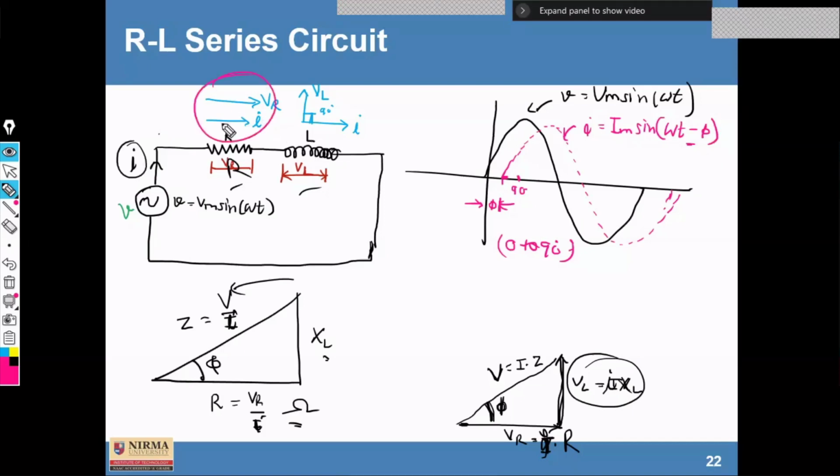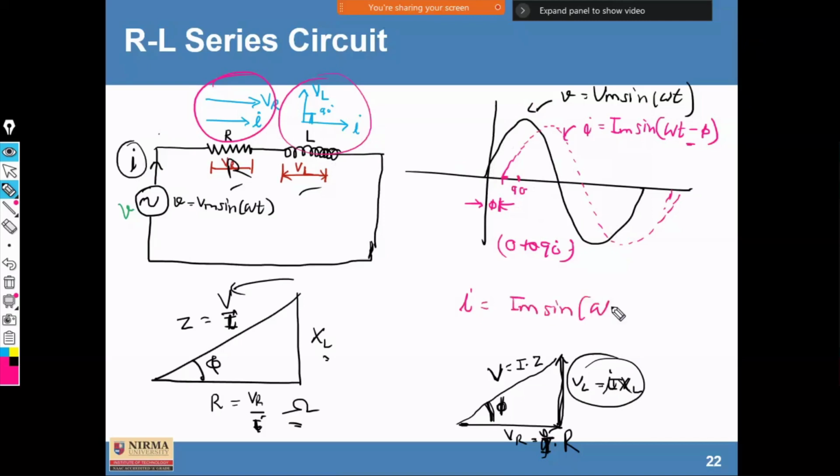In a purely resistive circuit, both are in phase with each other. But in an inductive circuit, it is lagging. So the resultant will be lagging, and the current lags the voltage in an RL circuit. So the combined effect is that the current lags behind by an angle phi, not 90 degree. The value of phi may vary from 0 to 90 depending upon the value of R and L. So we can write the equation of current as I is Im sin(omega t minus phi).